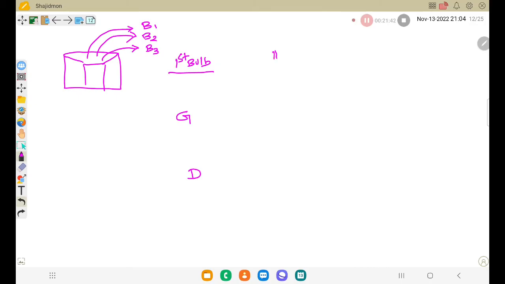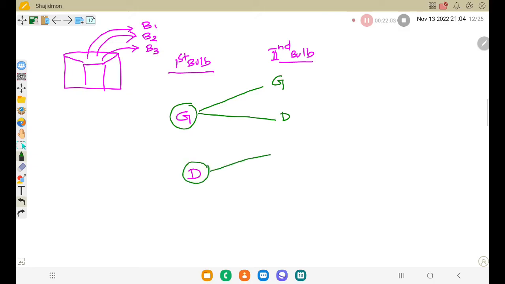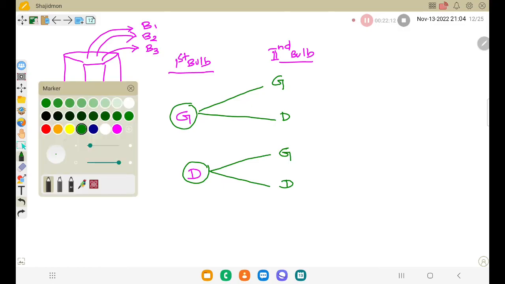Now I am taking the second bulb. What are the possible options? Good bulb or defective bulb. So the first bulb was good. Now I am taking the second bulb. That bulb may be either good or defective, correct. So these are the two options. Same way, if the first bulb was defective, and now I choose the second bulb, what are the options? Either that bulb is good or defective. You understood the idea? I hope so.